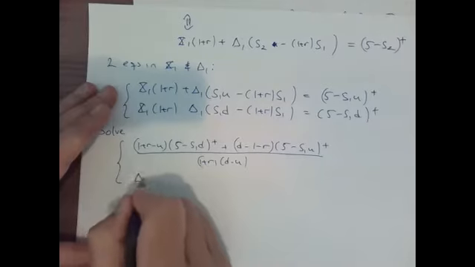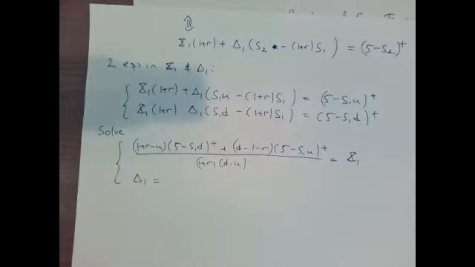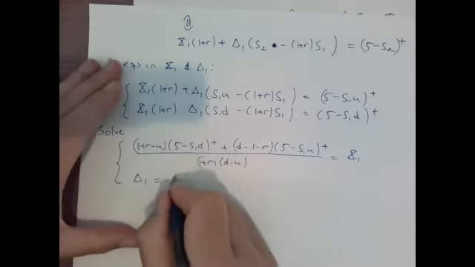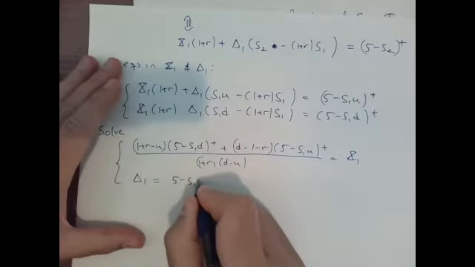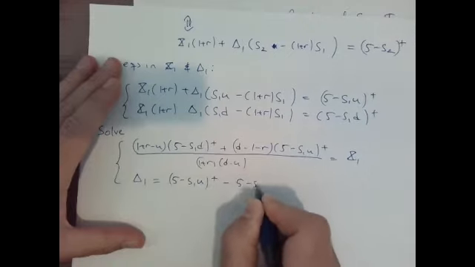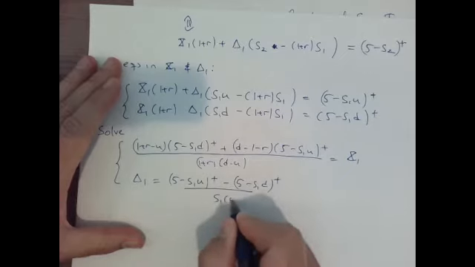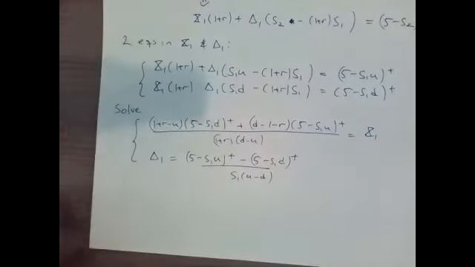And the same thing here. You solve for delta: 5 minus S1 u positive part minus 5 minus S1 d positive part, divided by S1 times u minus d. Okay, something like this is what you get.